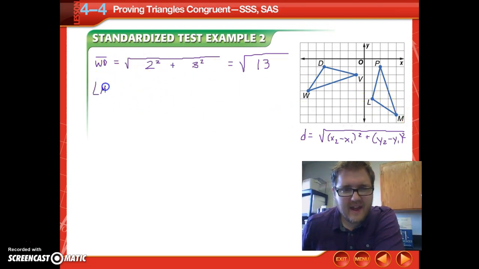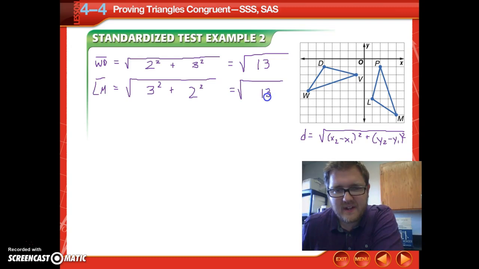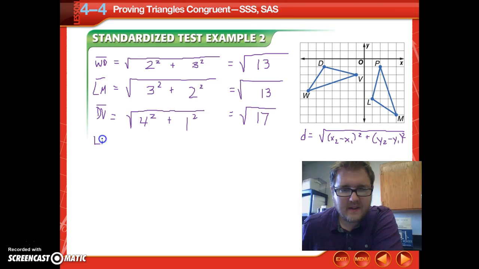LM, let's take a look at that. We take its difference in x values, which is 3, squared, plus its difference in y values, which is 2, squared. And as you can see, we get the same. Let's look at DV and compare it to LP. With DV, with the y values, there's a difference. So we'll square that. We get 16 plus 1, which is 17. With LP, we look at that segment, we get the difference in x's is 1, and the difference in y's is 4.